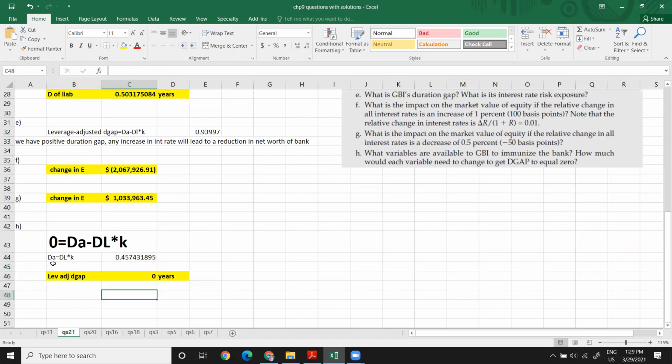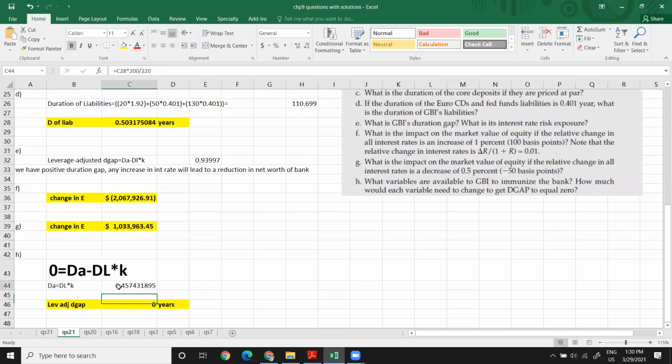Or you can play with the duration of liability. If you just bring the duration of liability to one side, and leave the duration of assets over K on the other side, and then I just substitute duration of asset minus duration of liability amount. As you can see, my leverage adjusted duration gap is zero. So in order to reach this, it's another strategy that can be used.